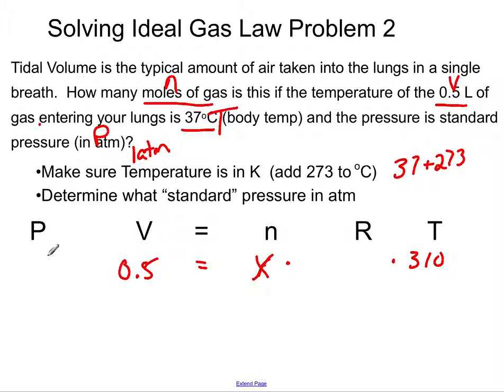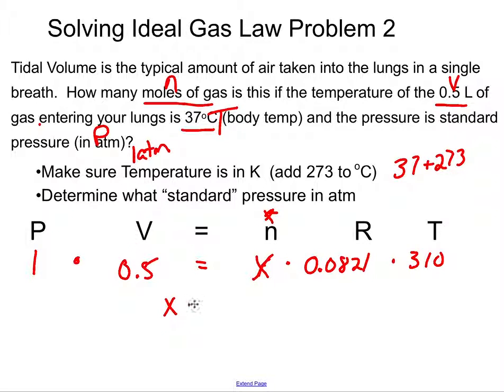And I'm almost done here. It says the pressure is standard pressure, so I put a 1 in the pressure spot. Now, the only number I don't have yet is the R, but I don't have to worry because I always know R is the same value. It's always my constant, never changes. So what I'm missing here is my N, and I'm going to solve and get X alone.